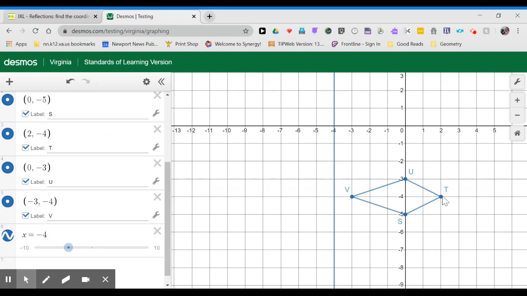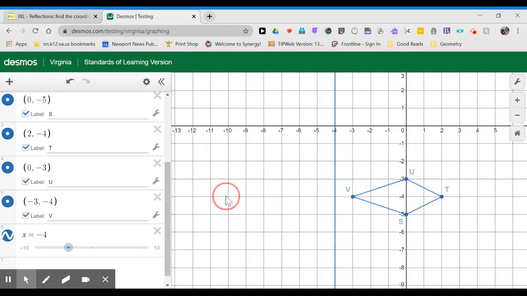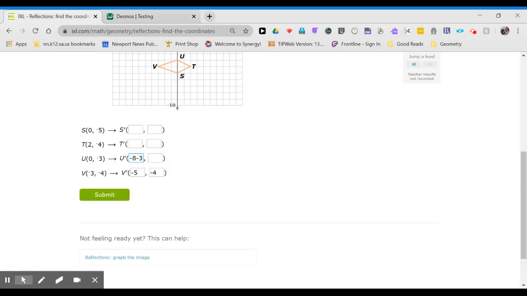T would be next. 1, 2, 3, 4, 5, 6. So 6 more. 1, 2, 3, 4, 5, 6. So it ends up right here at -10, -4. So T would be at -10, -4. Sorry, that should be a 10. That should be a -4. And I'm just realizing that -3 should be over here.